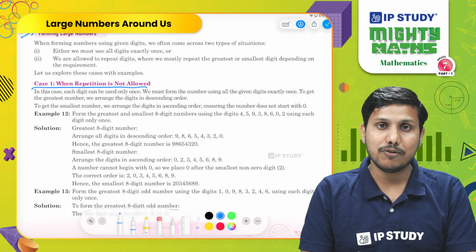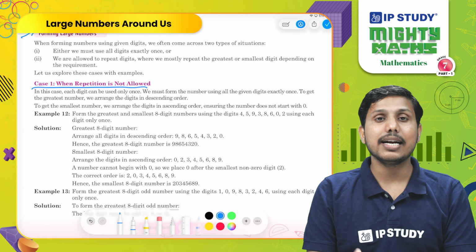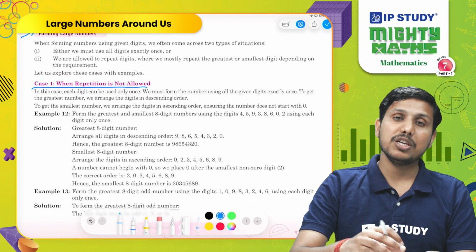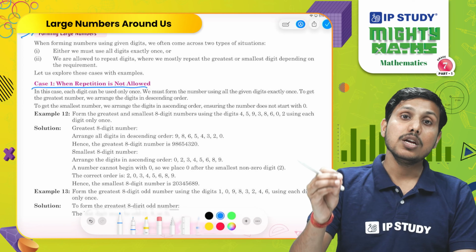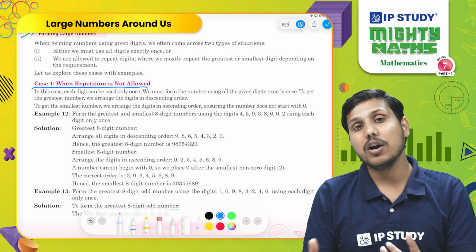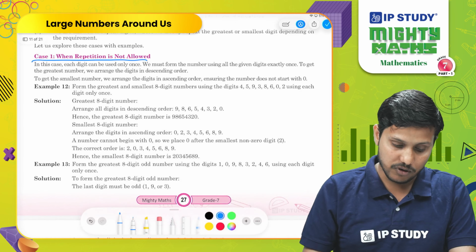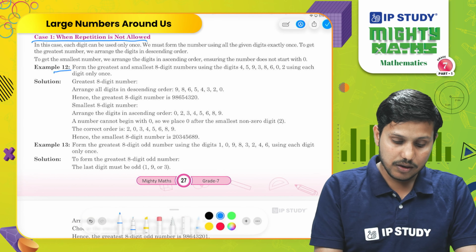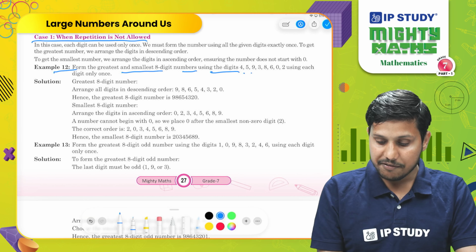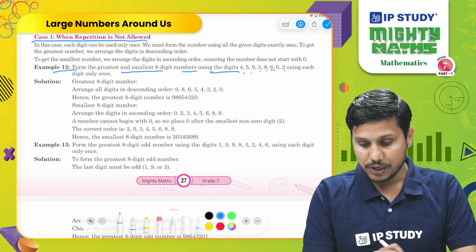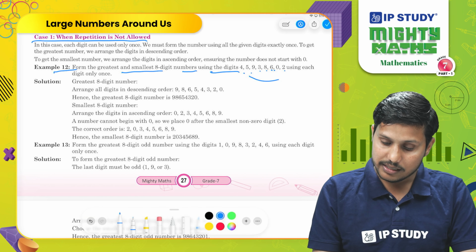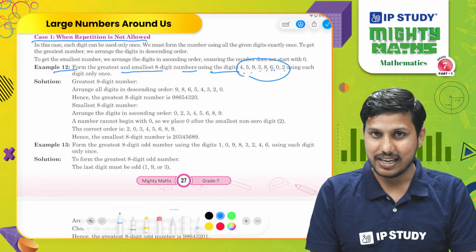Sometimes the scenario asks for the greatest odd or even numbers. In that case, we can fix the place, like the greatest 8-digit number using the given digits. We need to utilize the digits in such a way that we can form the greatest 8-digit even number or odd number, depending upon what we have been asked. Like in this example 12, we have formed the greatest and smallest 8-digit number using the digits 45938 using each digit only once. We can see that we have to form an 8-digit number, and the digits that we are given are also 8 in number.